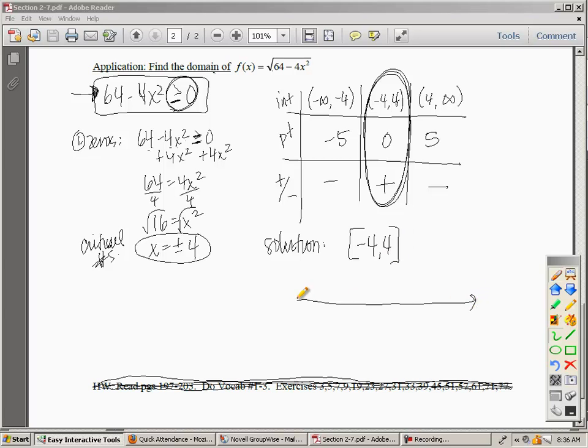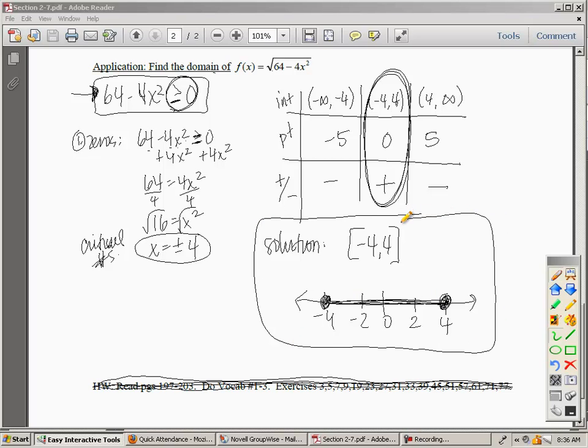And if I make my number line, get as creative as you want. Closed circle at negative 4, closed circle at positive 4, and I shade in between. This then is my solution. And so when you're dealing with square roots and they ask you about a domain, you have to set up the inequality yourself and then do the same process again.